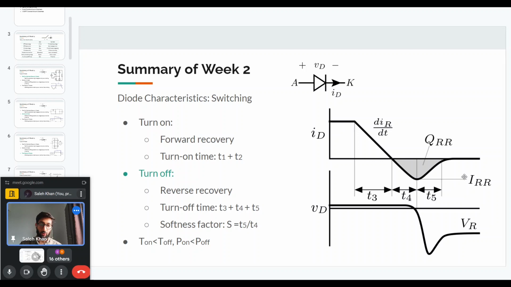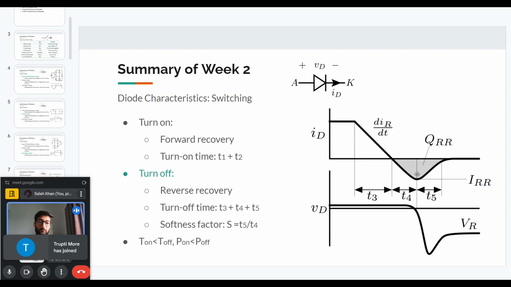But all of these things are dependent on the current at which the device is turned off, and how fast it turns off, the di/dt of this current, the falling current. So the charge and the time will depend on the actual current and the di/dt of the current, and these things are provided in the data sheet. And we also have a term called the softness factor, which is given by the ratio of T5 time to T4.